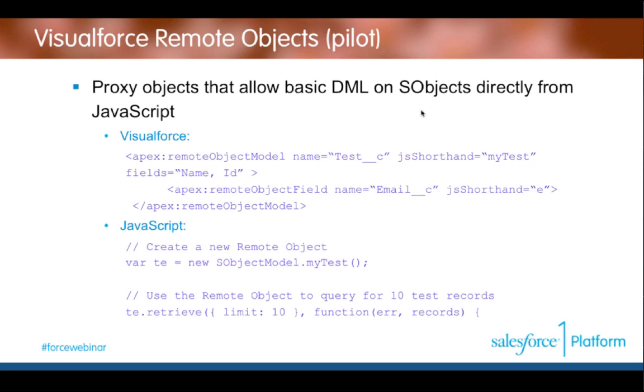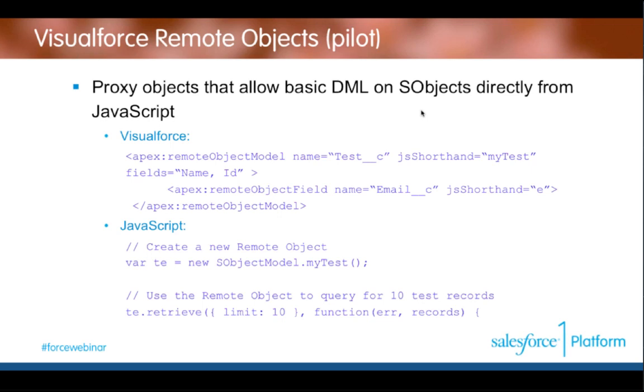There's also some JavaScript support that comes with these objects. When the page is rendered, we see the object definitions, and of course we deliver JavaScript that allows you to do full CRUD operations on these objects. So you can create, delete, update, and of course retrieve the objects. We have a sample of that shown in this slide down at the bottom, where we create an instance of the SObject model, myTest, that we defined up above.